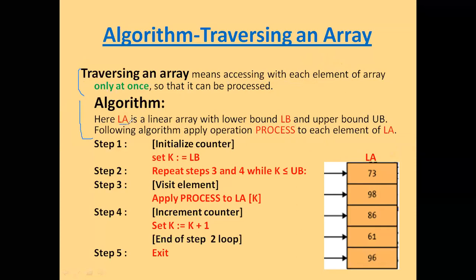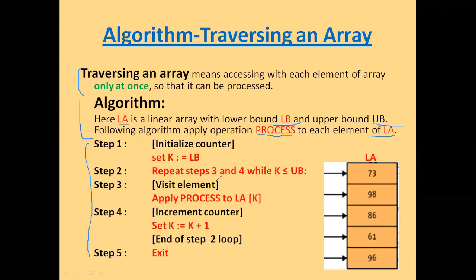So this definition and these variables: linear array, the name of the array; lower bound is the starting condition of your array; upper bound is the last value of your array; and process is the thing which you are going to do on each element of the linear array. Okay, now what are the steps? So I have written these with the help of while as well as for. In TPS also it is given in two ways, so you can use any method.